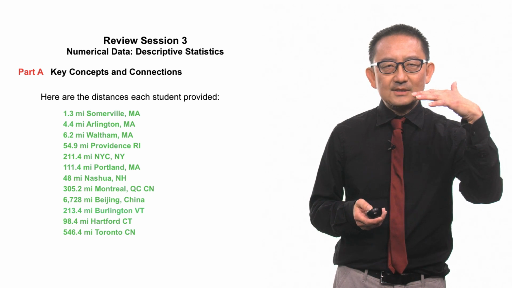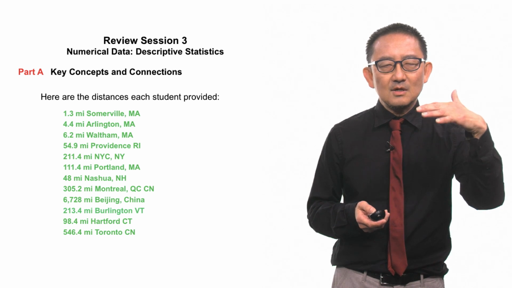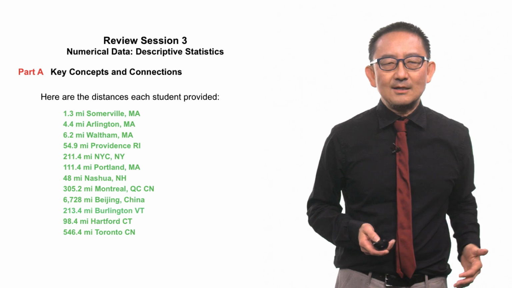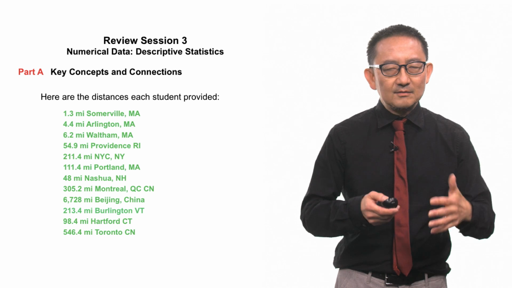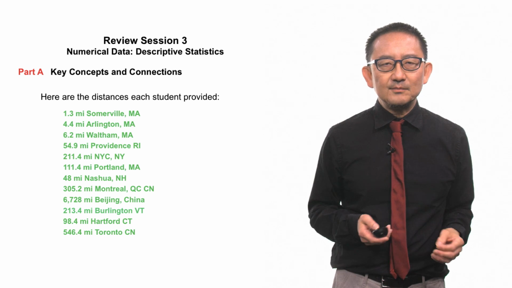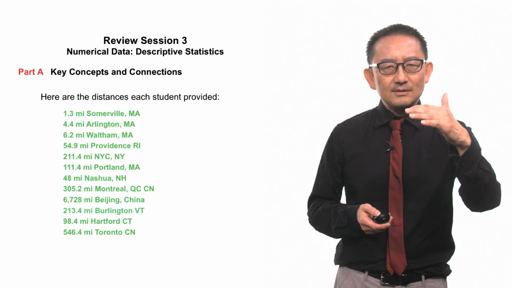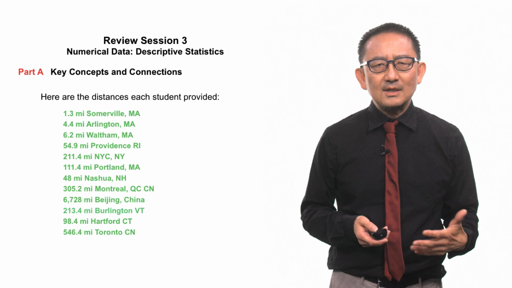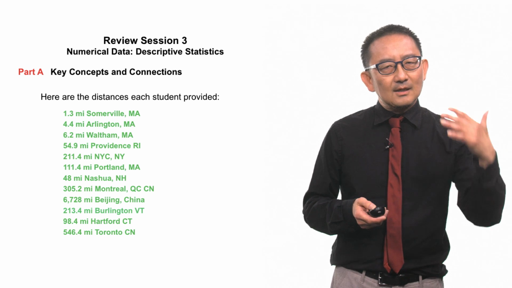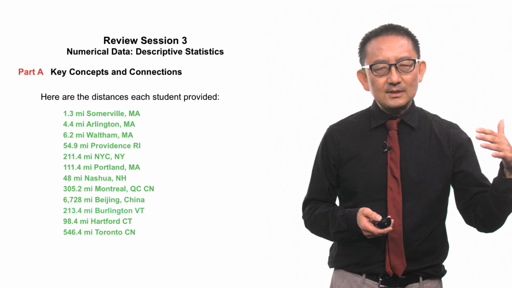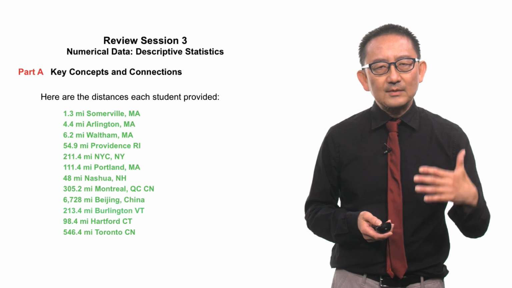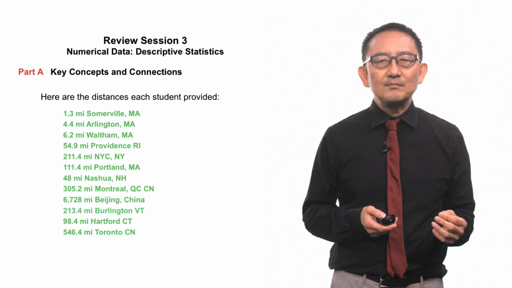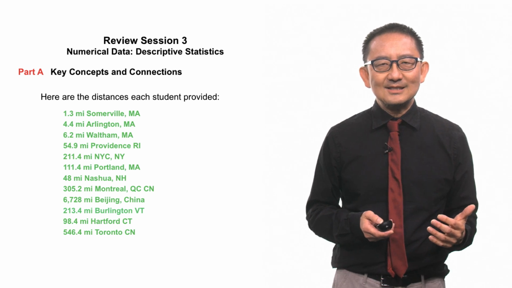You'll notice that the top starts with Somerville, Arlington, Waltham. For those of you who aren't from the Boston area, these are all local towns, not too far outside of Cambridge. And then we see some other cities. There's Burlington, Vermont, Hartford, Connecticut. And then we see a couple in Canada, Montreal and Toronto. And then, of course, we see one that stands out, the one that is from Beijing, China.